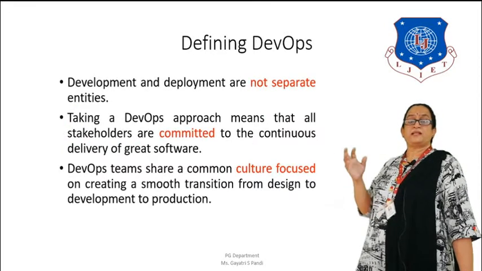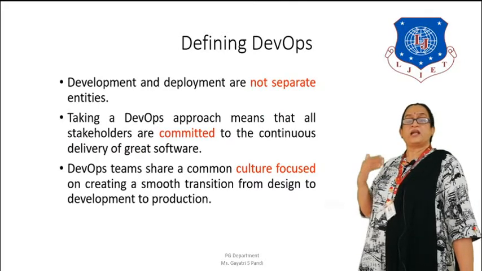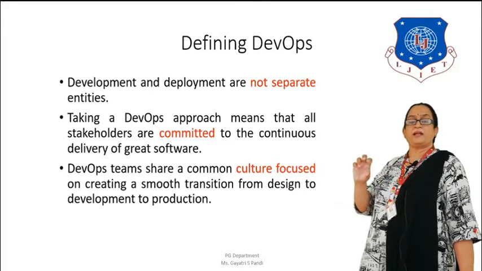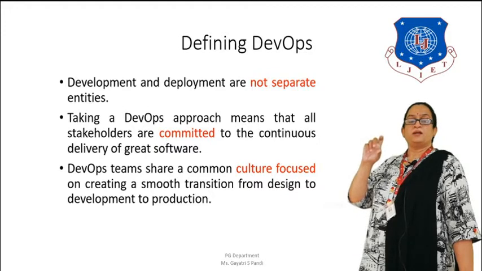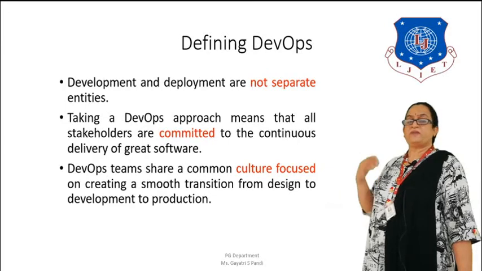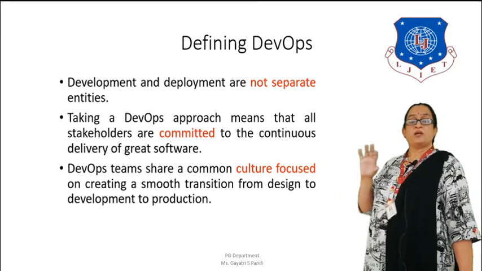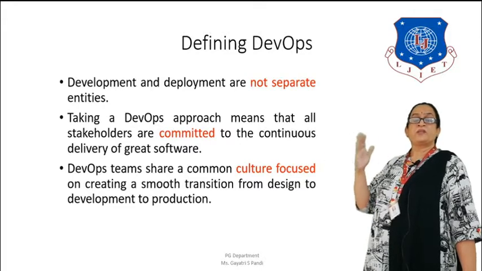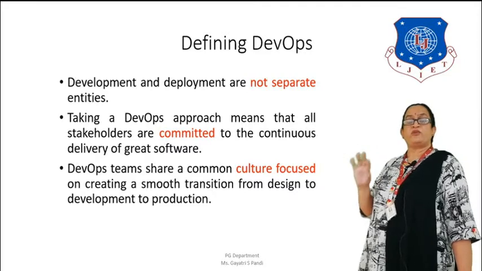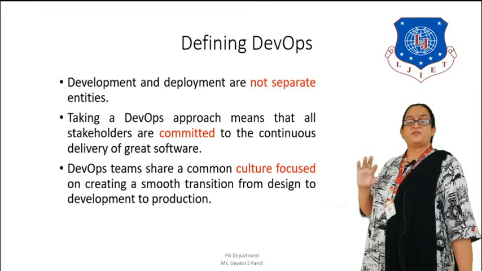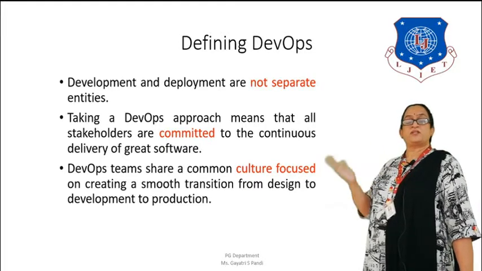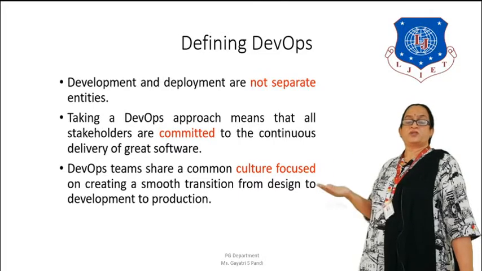Development and deployment basically are not separate entities. Now let us see how we can define DevOps with that. As I told you, DevOps is basically a combination of software development and IT operations, where the word development has dev and IT operations has ops. So basically taking a DevOps approach means that all the stakeholders are committed to a continuous delivery of great software. So there is going to be a consistent and continuous delivery of great software if you follow the DevOps approach. So a DevOps team shares a common culture that is focused on creating a smooth transition from design to development to production.